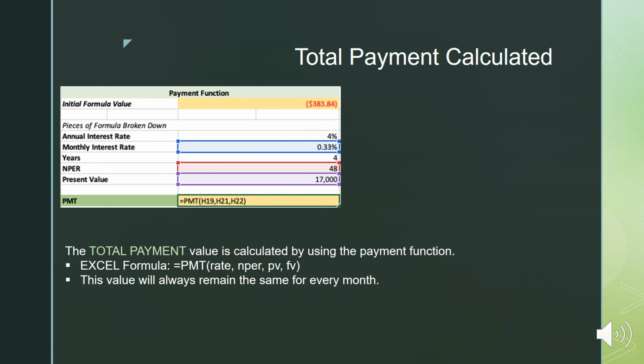So here we can see once again how the total payment is being calculated. You do this by using the payment function in Excel, like I mentioned before, which is equals PMT parentheses, then you put in the rate, the NPER, which is the number of periods, the PV for present value, and the FV for future value. You close parentheses, click enter, and it gives you your total amount. This amount will always remain the same for every single month. It does not change throughout your loan payment period.